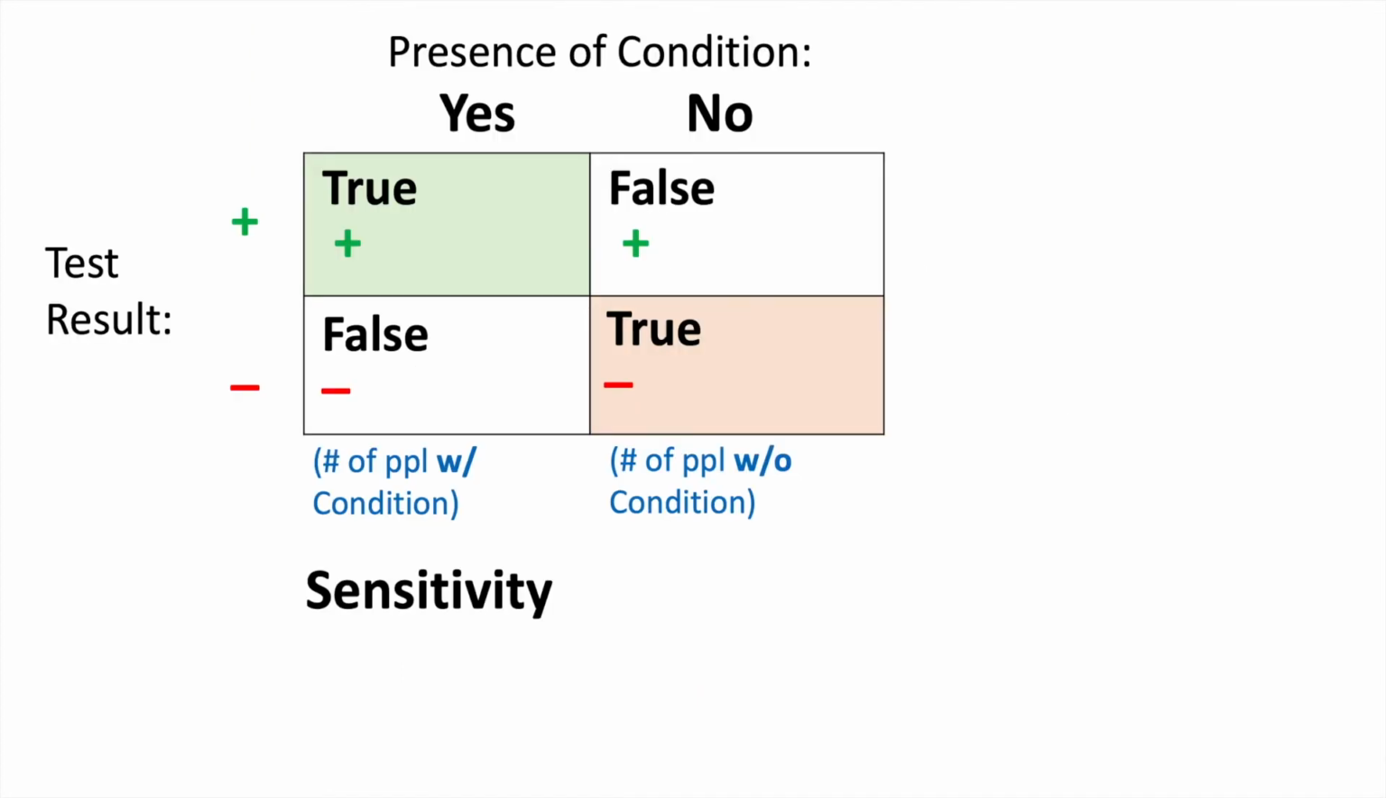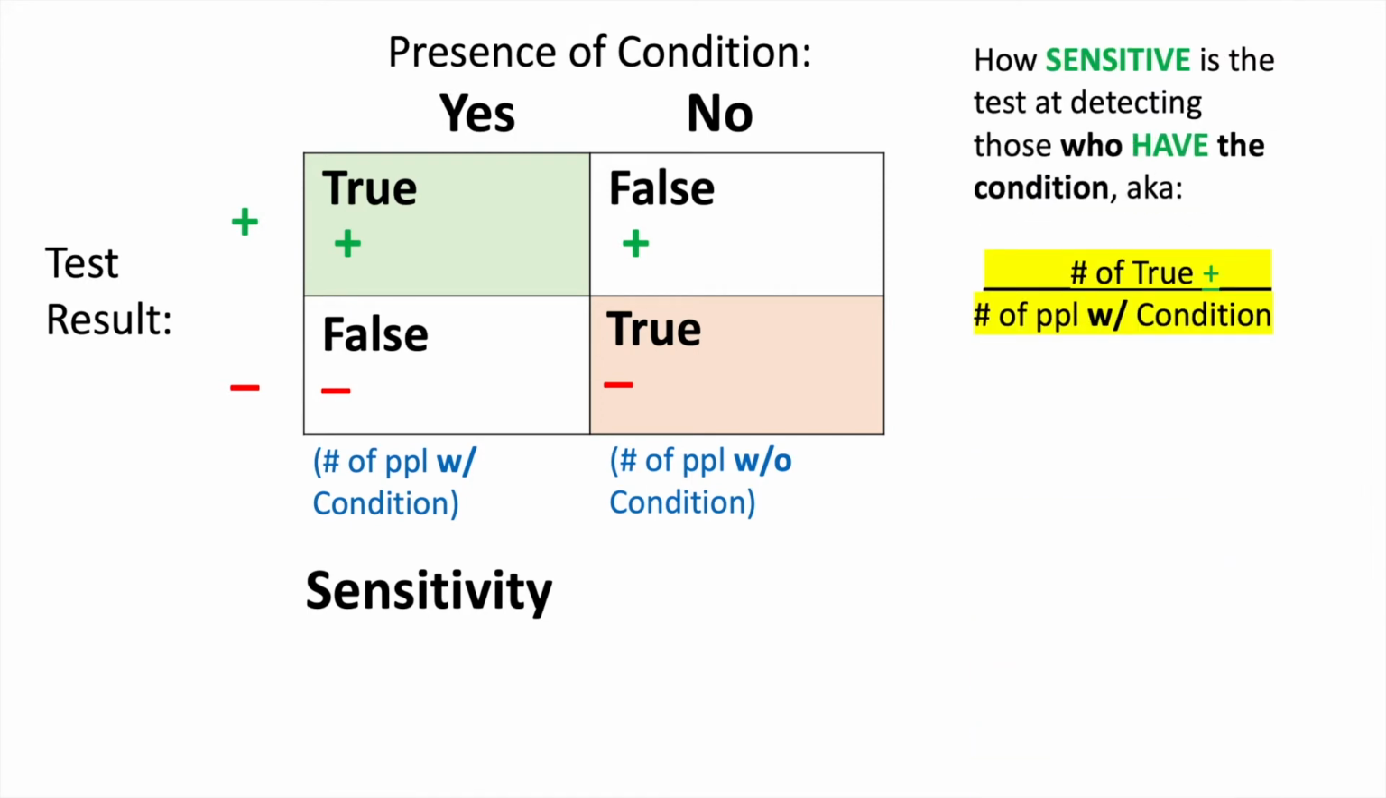For sensitivity, I think of how sensitive is the test at detecting those who have the condition. So number of true positives divided by number of people with the condition. The group, or the denominator, in this case, is the number of people with the condition. This is essentially saying, out of everyone who really has the condition, so the sum of these 2 boxes, how many were able to be detected by the test, which is a positive test result.